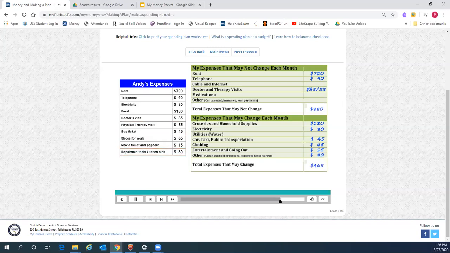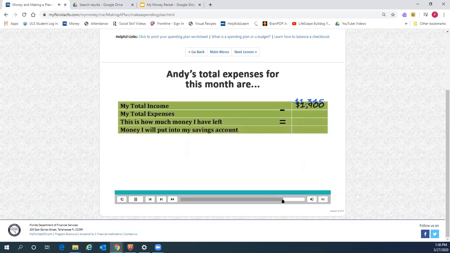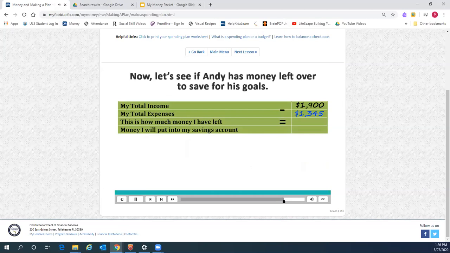Andy knows the expenses that do not change each month, his rent and his telephone bill. The other expenses change every month, and he has to be careful not to spend more than he makes. Andy's total expenses for this month are $1,345. Now let's see if Andy has money left over to save for his goals.